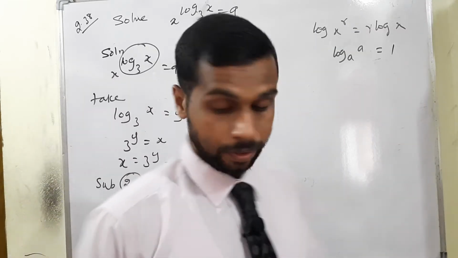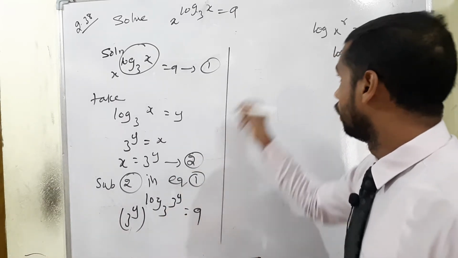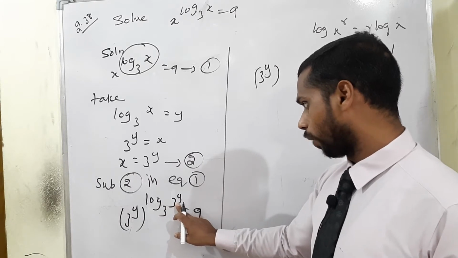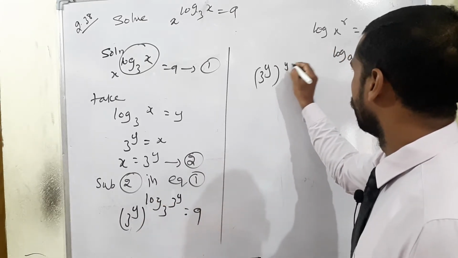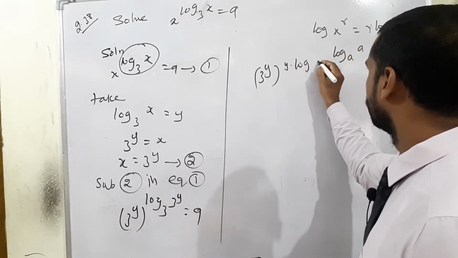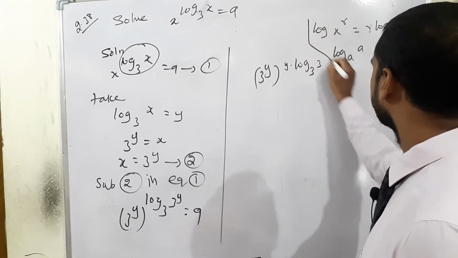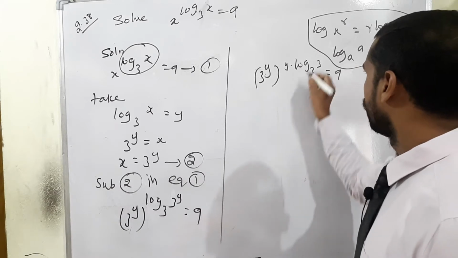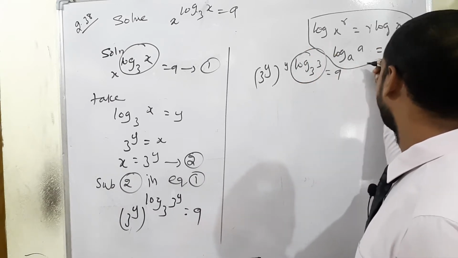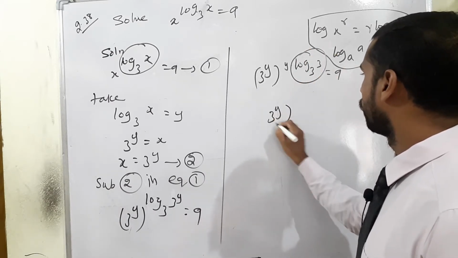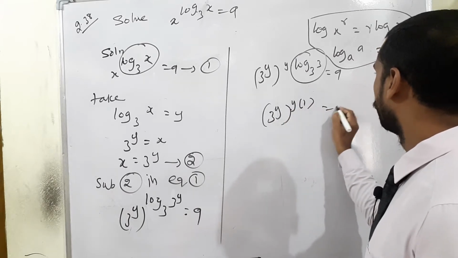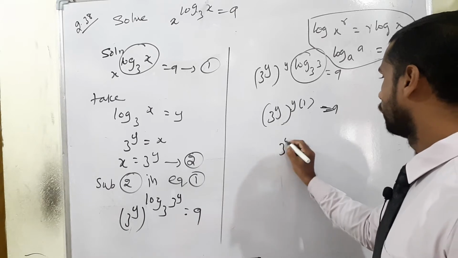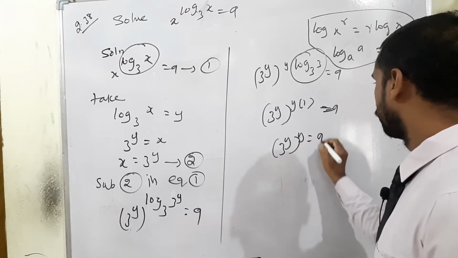Now we can apply this condition. Look at that, 3 to the power y as it is, then the power of the term, already power y is there, so y comes to the front, meaning y into log 3 base 3 is equal to 9. So now log 3 base 3 we can write the value will be 1. Again 3 to the power y into 1 is equal to 9.